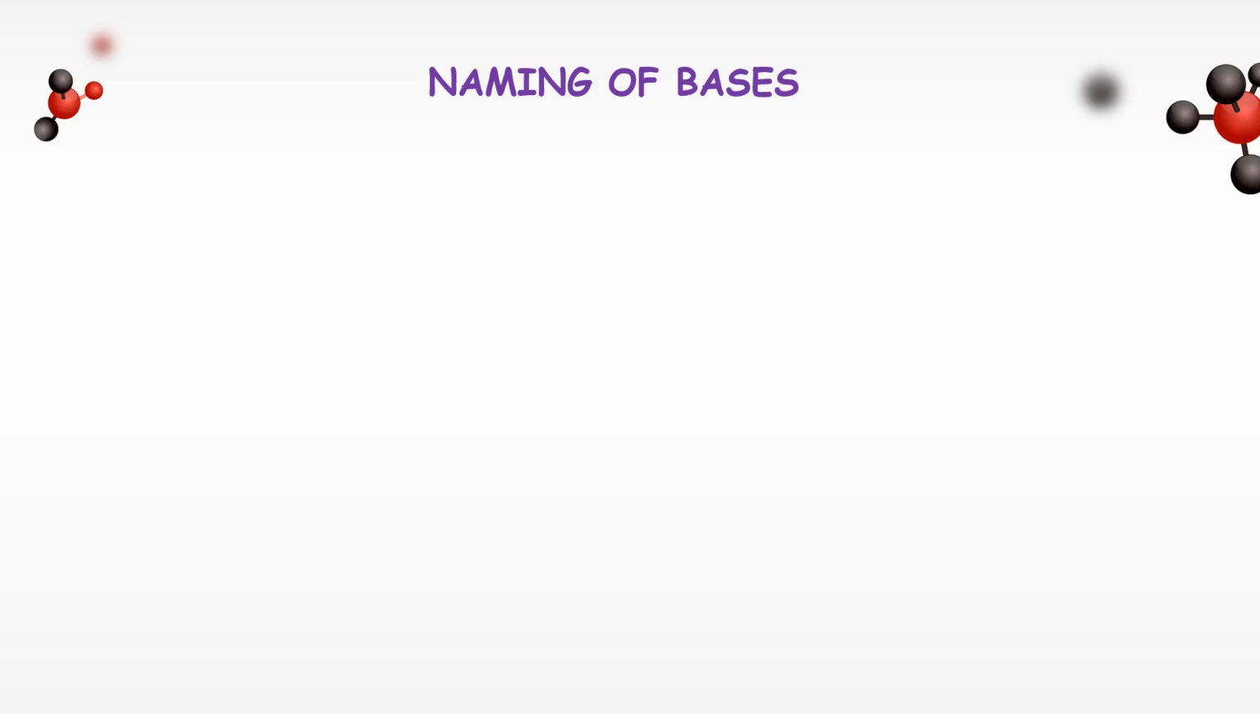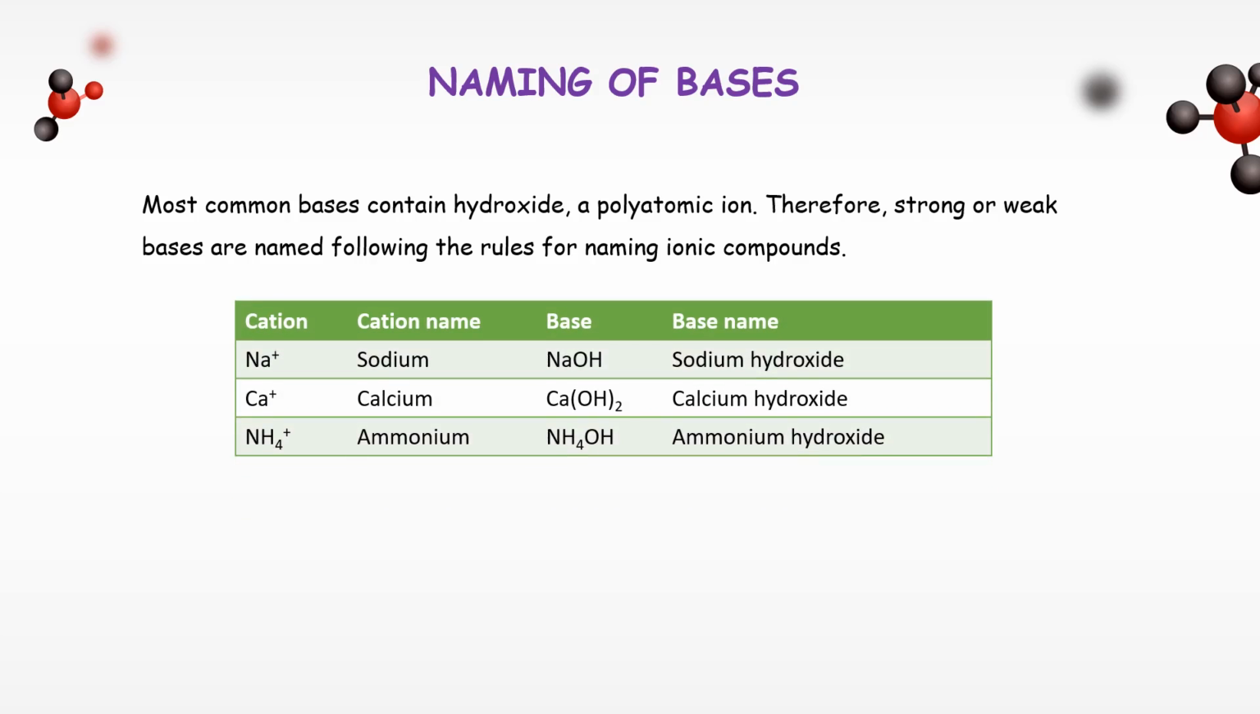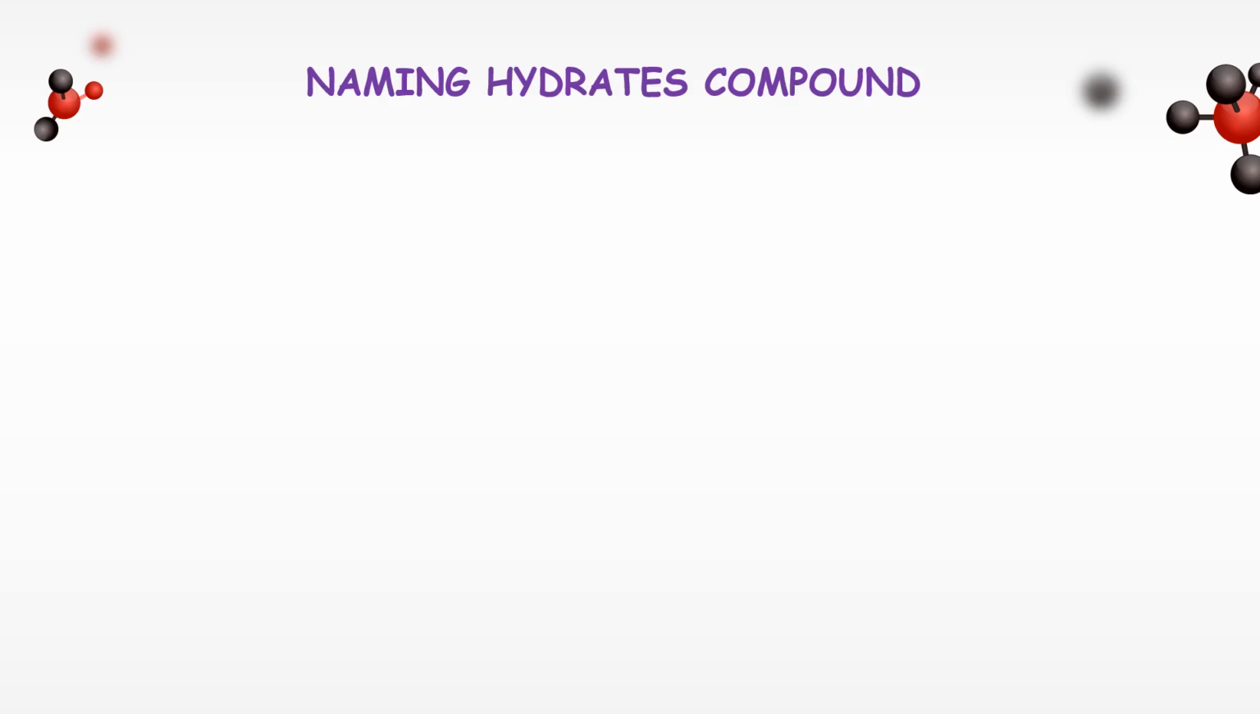How about naming of bases? The rules here say that most common bases contain hydroxide ions or polyatomic ions. Therefore, either strong or weak bases are named following the rules for naming ionic compounds. Example here we have Na+, the cation name is sodium, so the base here will be sodium hydroxide. The same goes for Ca, calcium hydroxide, and NH4 plus ammonium, we put the hydroxide ion, so the name will be ammonium hydroxide.